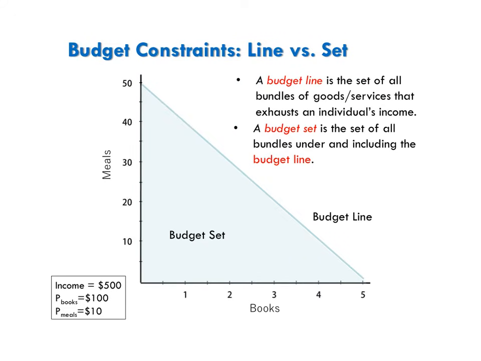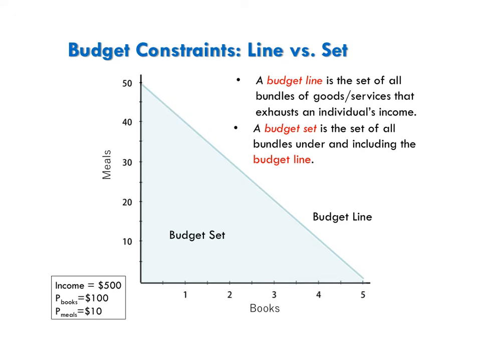Let's consider the following example. The consumer has an income of $500 to spend on both books and meals. The price per unit of a book is $100 and the price per unit of a meal is $10. Now, when I graph the budget constraint for books and meals, it's completely arbitrary which good goes on the X versus the Y axis. Here I've chosen to plot books on the X axis and meals on the Y axis, though I could have easily switched that.